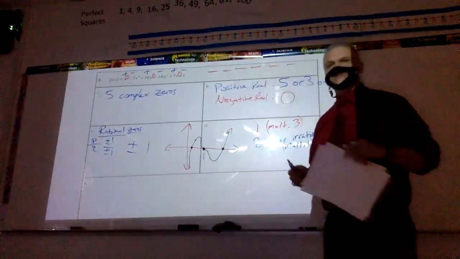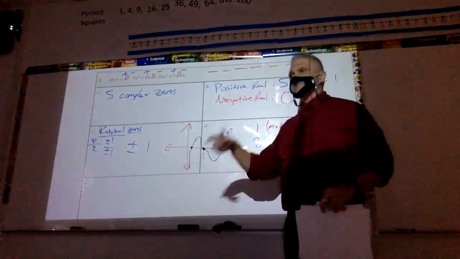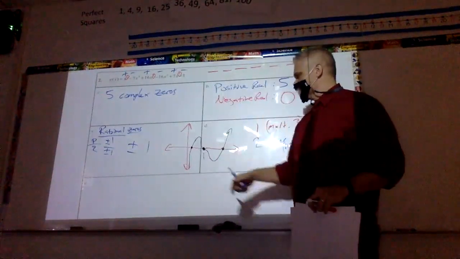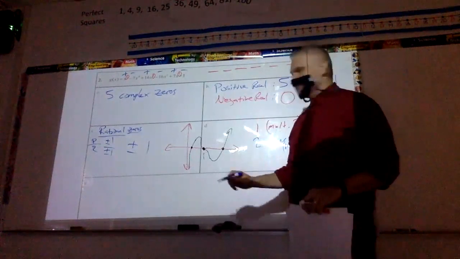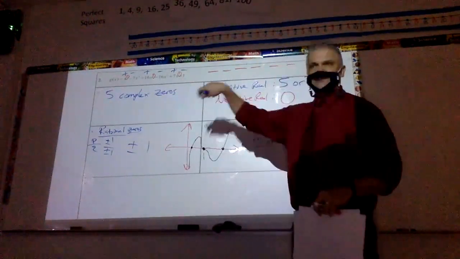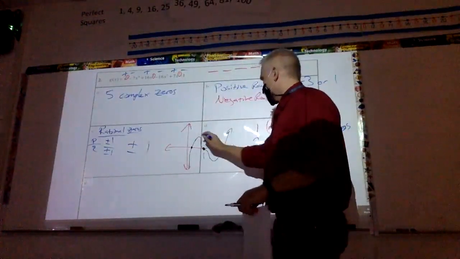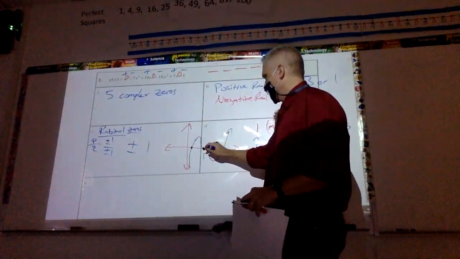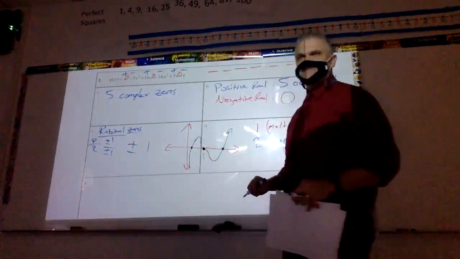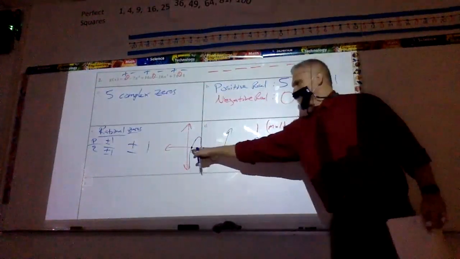Yes, John. How do you get the multiplicity of 3? Elijah, how do we get multiplicity of 3? It flattens out when it crosses 1. Yeah, it doesn't just cross. It actually slows down and then it speeds up. Okay, so multiplicity of 3, multiplicity of 1, multiplicity of 1.